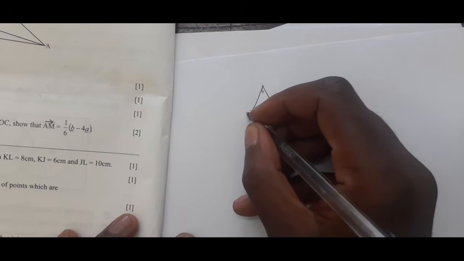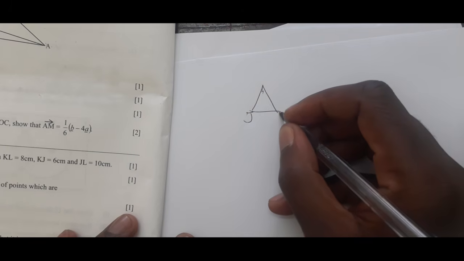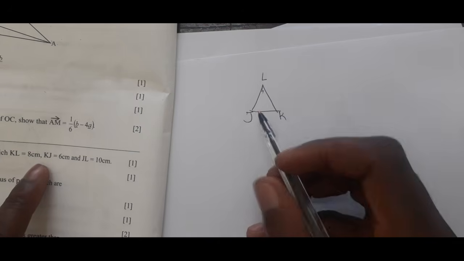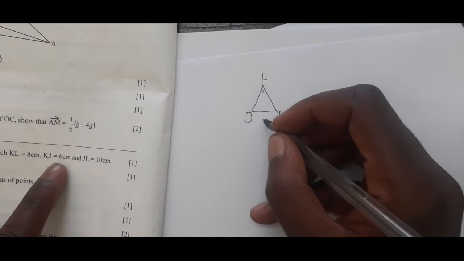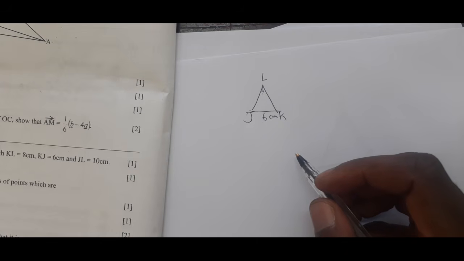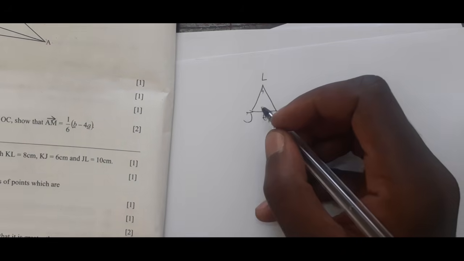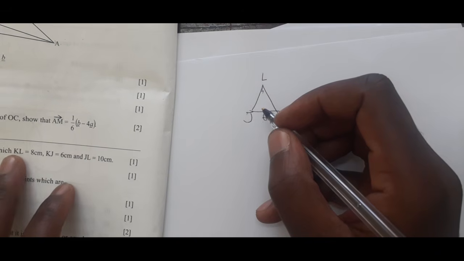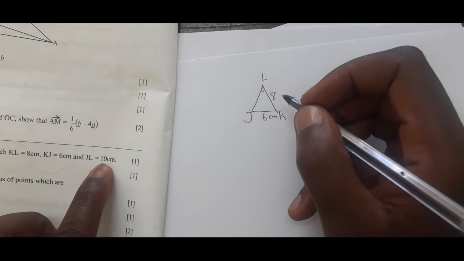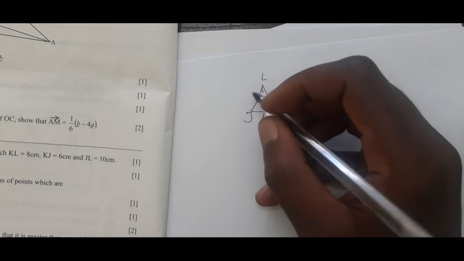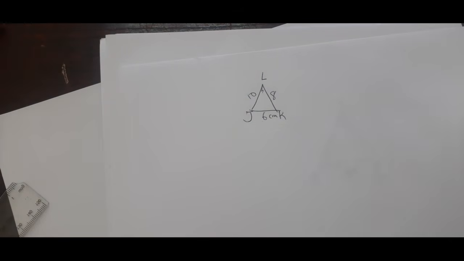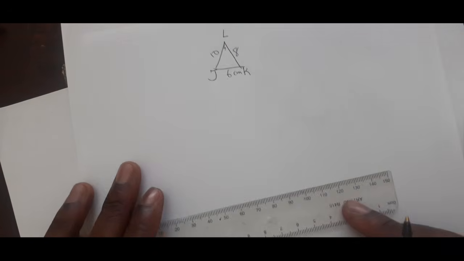So we are told it's supposed to be J, K, and L. So here we are told that JK, this is what? 6 centimeters. Okay. Then KL, this is what? 8 centimeters. Then JL, this is 10 centimeters. So this is the guide. This is a guide, so we can begin to do the work. Okay, we can begin to do the actual work now.